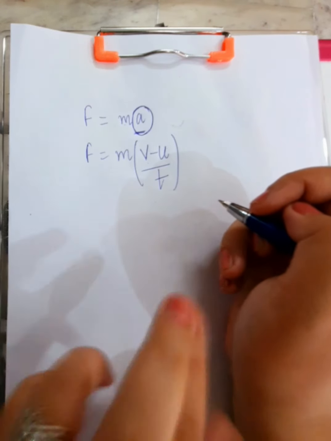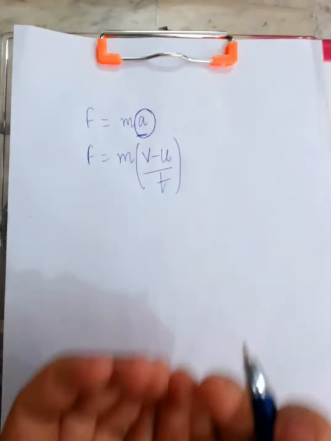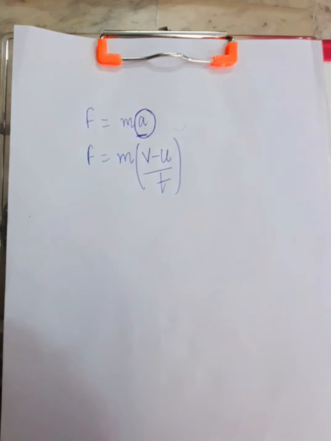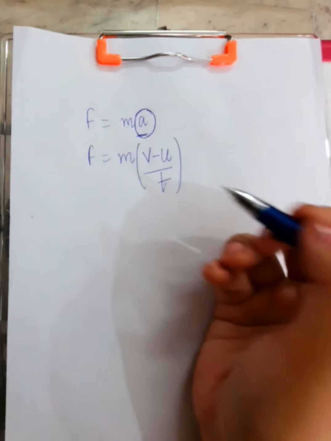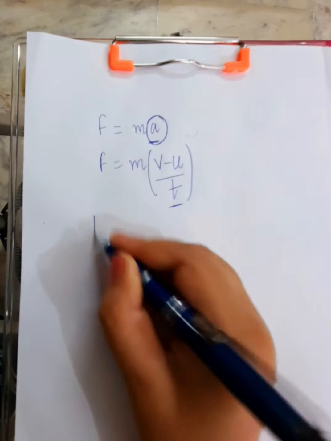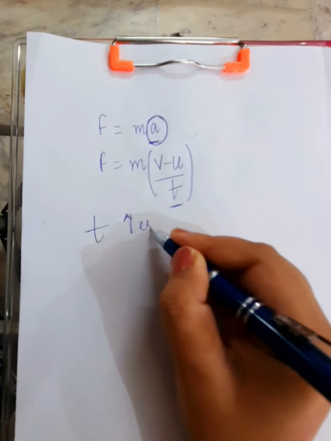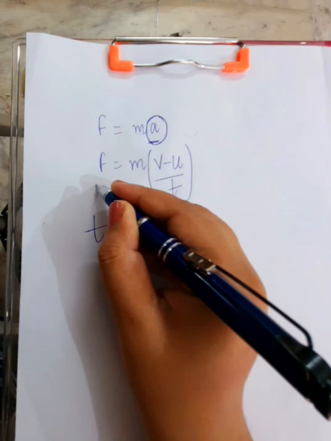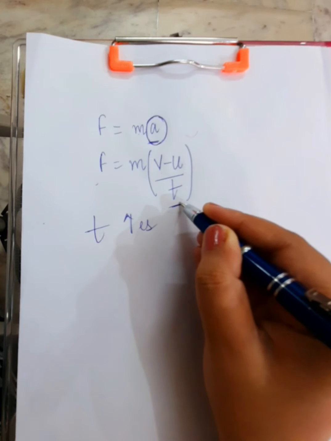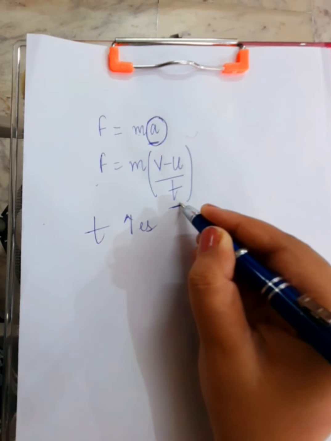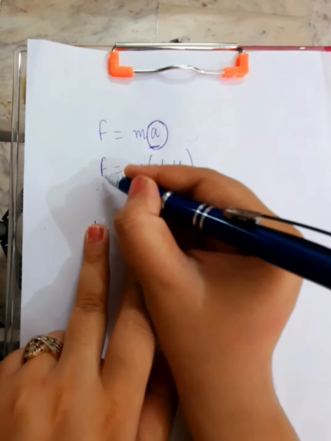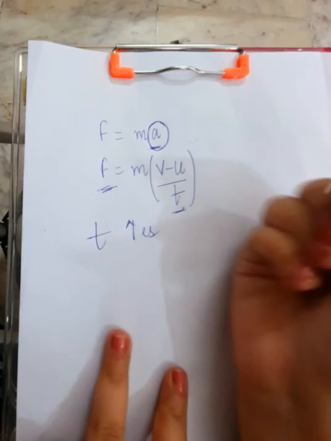Now coming back to the discussion, when a player lowers his hand to catch a cricket ball, what is he doing? He is increasing the time to catch the ball. So this t, time, increases, isn't it? If t increases, F decreases, because t is the denominator of this equation, and always keep in mind when the denominator increases, the overall result decreases.